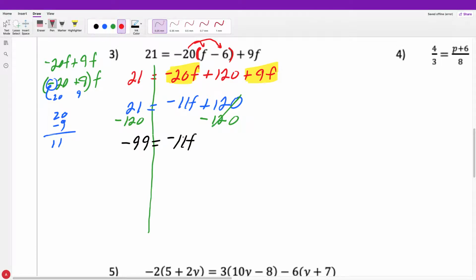And then my last thing I need to do is isolate my variable f. But when I do that, I need to make sure I'm dividing by the negative 11. Some of you were just dividing by positive 11 and weren't getting the right answer. So negative 99 divided by negative 11 is going to give me 9. So f is then equal to 9.